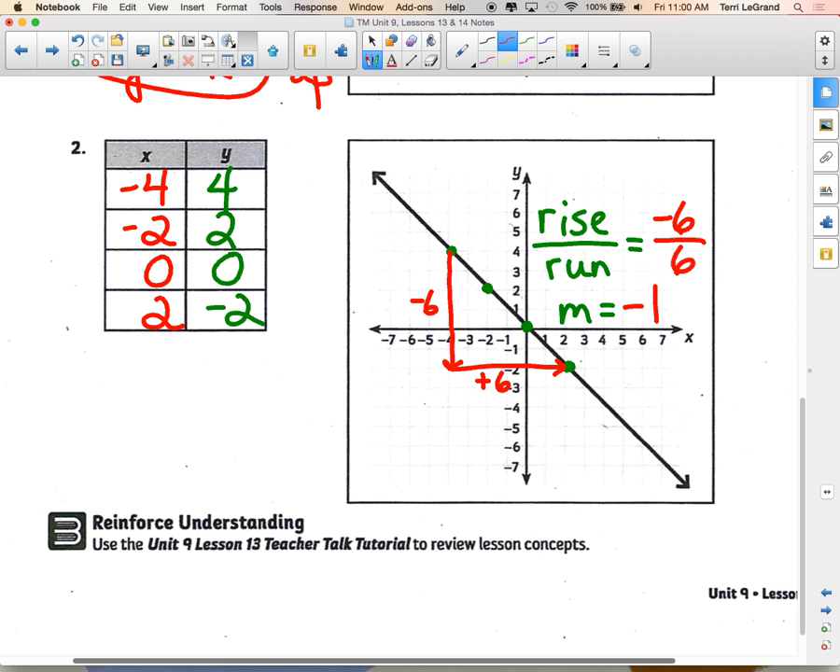1? -3 over 3 is 1. Do you guys agree with Danny? You mean -1, right? Yeah. And why should our slope be negative? Can anybody tell me that? Harley, why should it be negative?